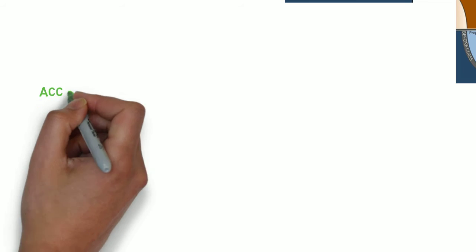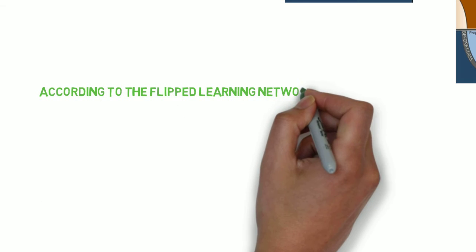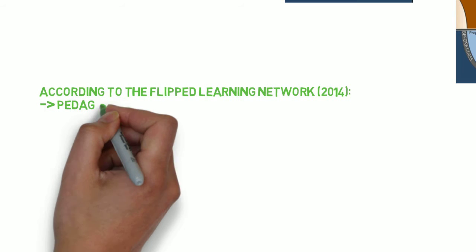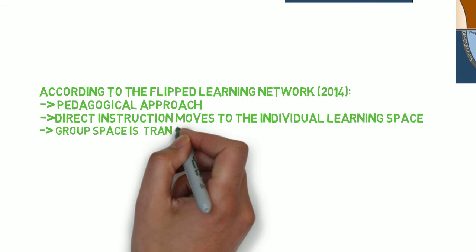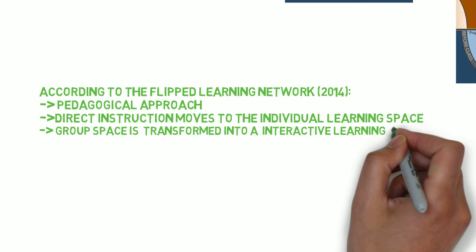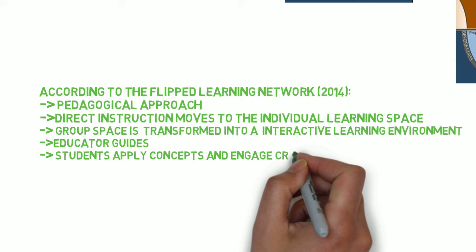According to the Flipped Learning Network, flipped learning is a pedagogical approach in which direct instruction moves from the group learning space to the individual learning space, and the resulting group space is transformed into a dynamic, interactive learning environment where the educator guides the students as they apply concepts and engage creatively in the subject matter.